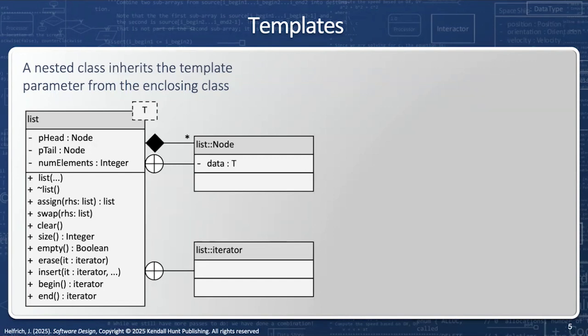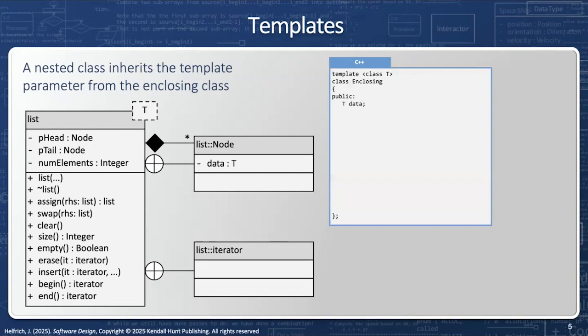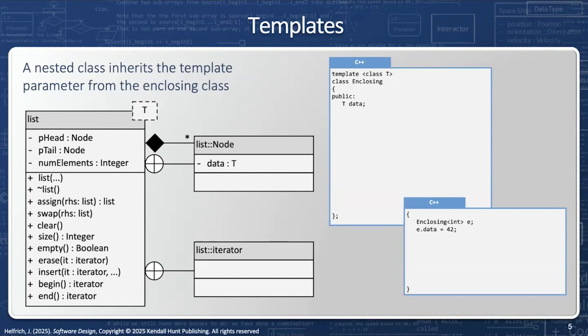Okay, let's take a look at an extremely contrived example here. I have a class called enclosing, which is a template class. Notice template class T in C++. And I have a public attribute called data of type T. So if I instantiate an object of type E, I have to specify the template type, enclosing int. And notice e.data equals 42 because enclosing int is a 42.